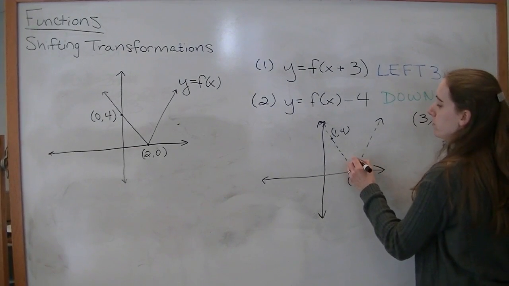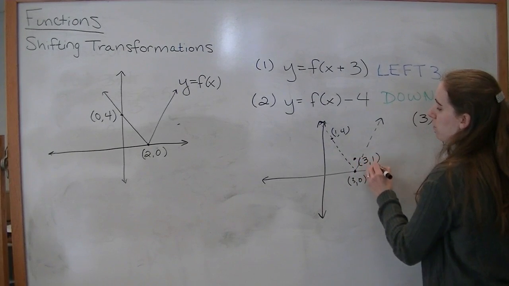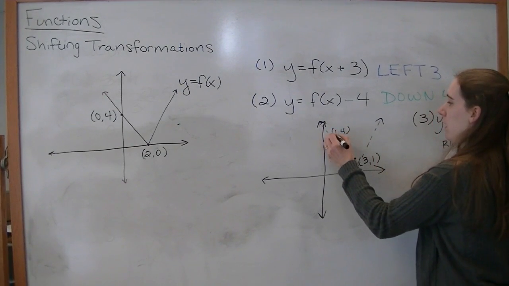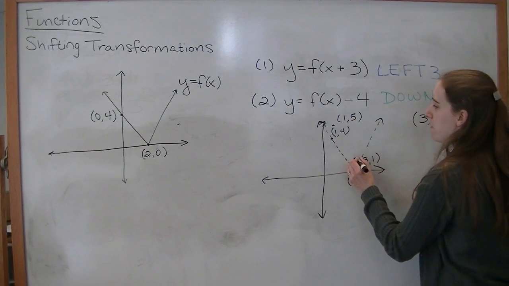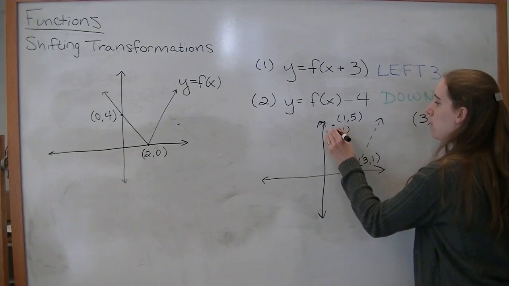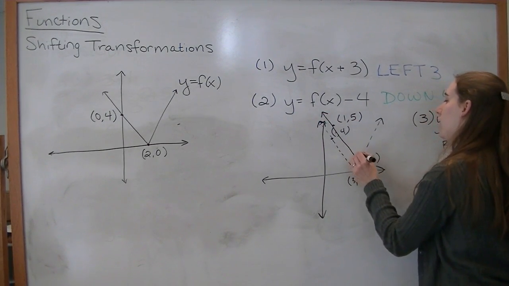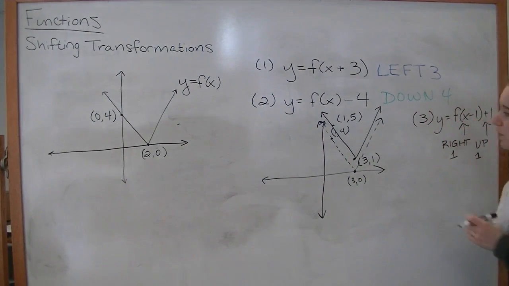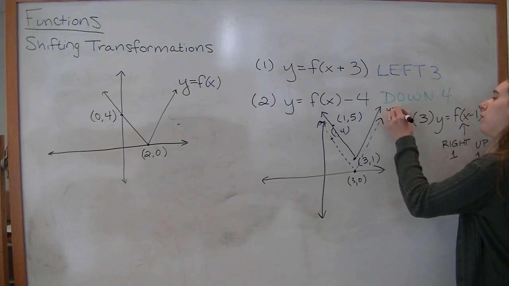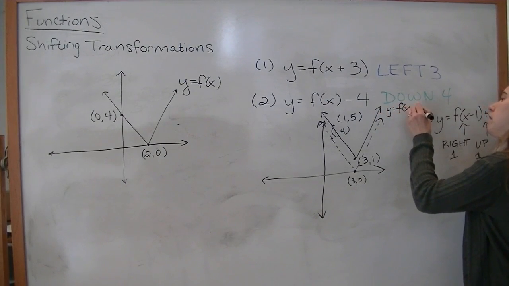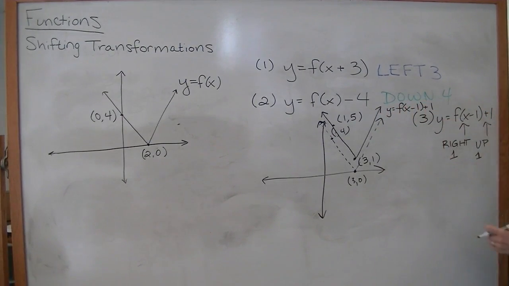So this point is now 3, 1, and this point is now 1, 5. So in the end, our new graph will look like that. So see that we've shifted the whole graph to the right by 1, and then we moved it up by 1 to get our graph of y equals f of x minus 1 plus 1.